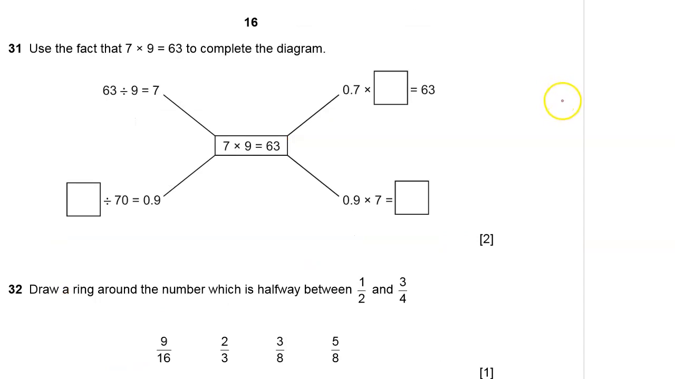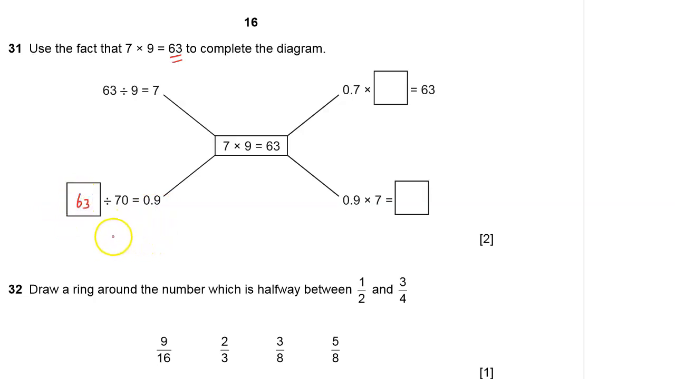Question 31. Use the fact that 7 times 9 will give us 63 to complete the diagram. You're given here 63 divided by 9 is 7. Of course, it starts off from 7 times 9 is 63. Therefore, what number should we have here so that when you divide it by 70, it gives us 0.9? I suppose that number is going to be 63.